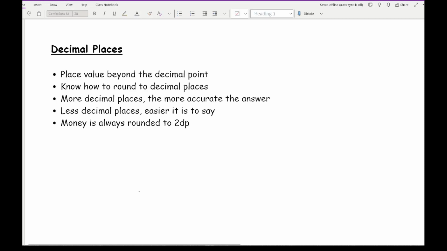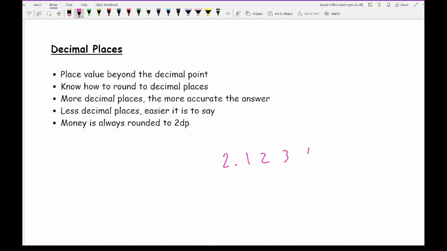So what I mean by that is if I wrote down, let's say 2.12345, that this number here represents a tenth. So it's going to be 1 over 10. This represents a hundredth. So that's going to be 2 over 100 as a fraction. This would be a thousandth. So that's going to be 3 over 1000 as a fraction.